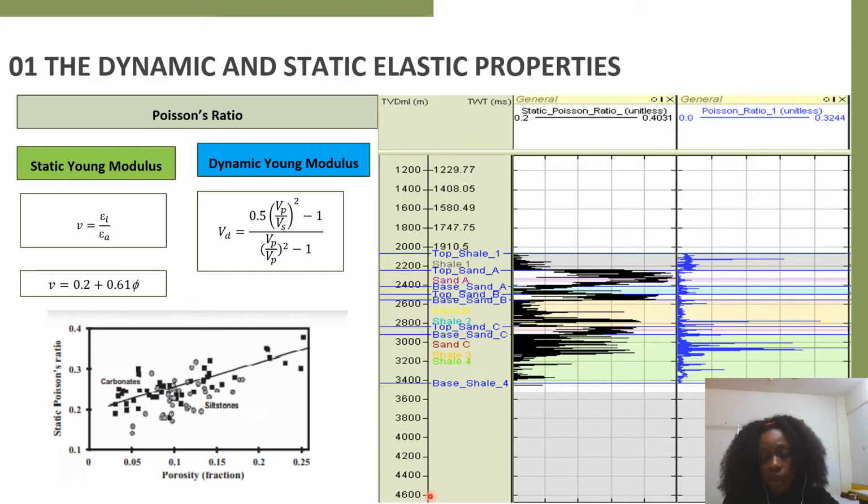Therefore, Poisson ratio differences among even similar lithologies can also indicate differences in porosity. The dynamic ratio in this image was not computed because the shear velocity was not reliable. But we can see from the static Poisson ratio that between lithologies there are differences, which is a reflection of the differences in their porosities.